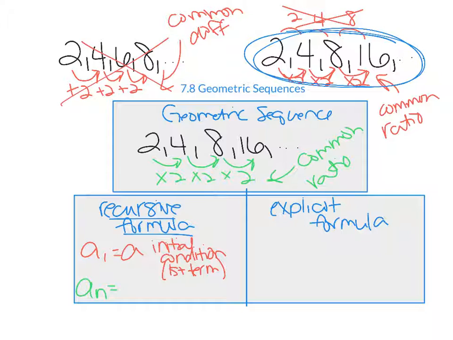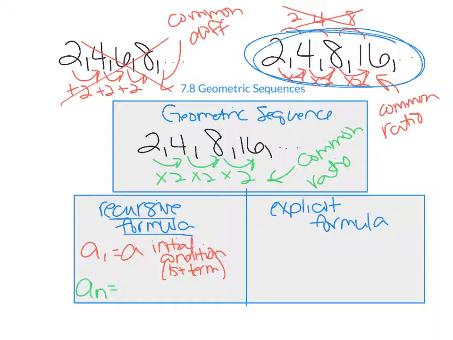So if I want to find A sub n, which just means any term at all in the sequence, a recursive formula tells me I need to know the value of the term right before that term. Well, if I want to know the fourth term, I need to know the value of the third term. If I want to find A sub 4, I have to know A sub 3. If I want to know A sub 10, I have to know A sub 9.